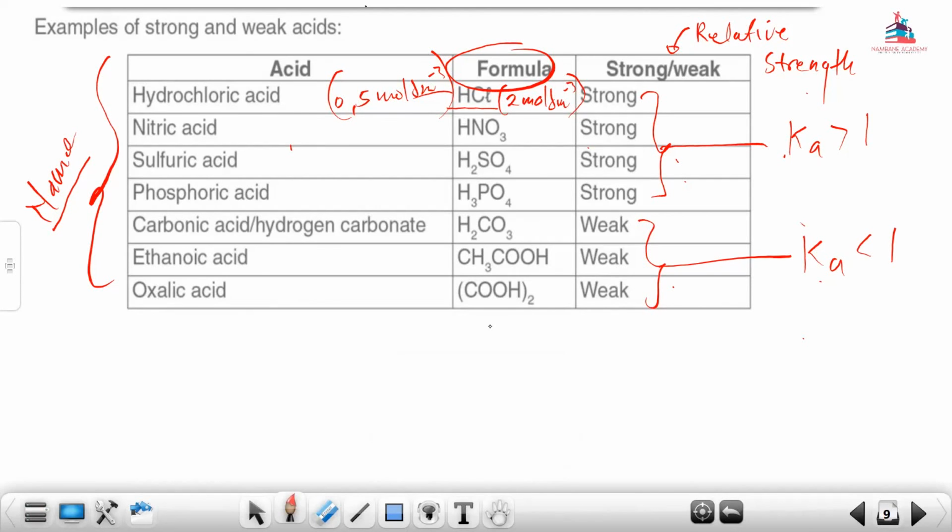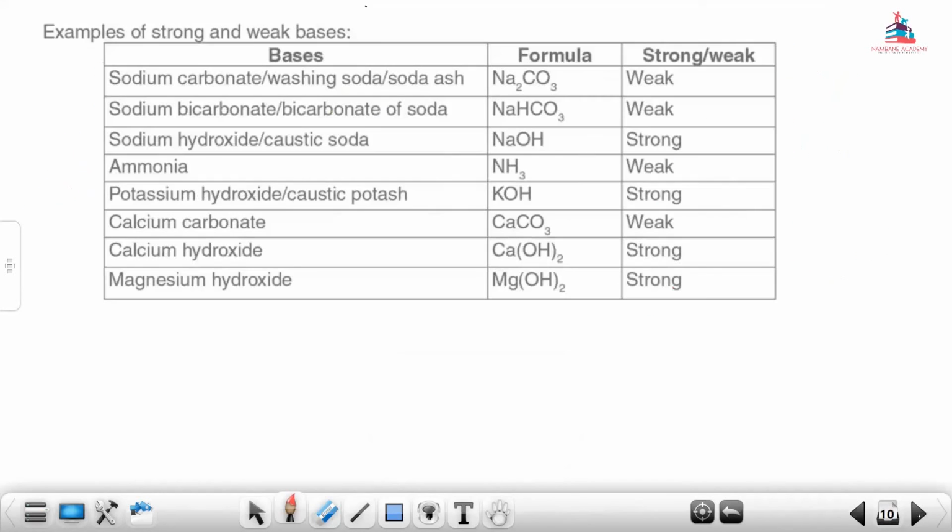So remember the names, formulas, strong or weak, very, very important. So these are the basic ones that the examiner wants us to know. And I compiled this one also. This one is examples now of strong and weak bases. So these are the base by the name sodium carbonate will have that formula and it will be weak.